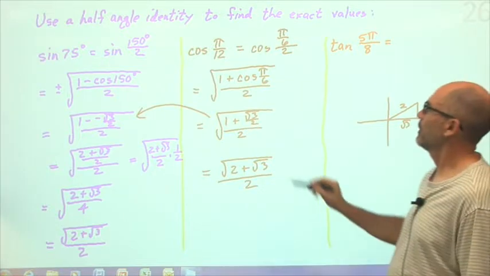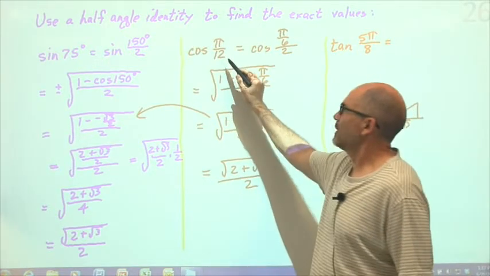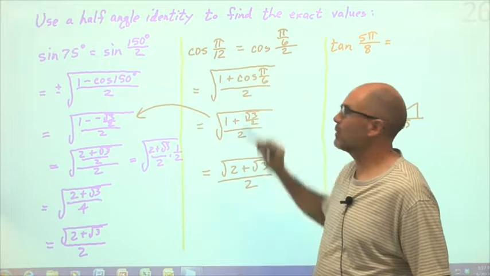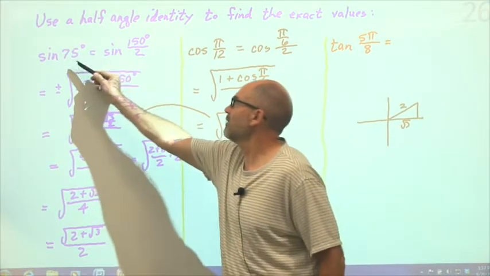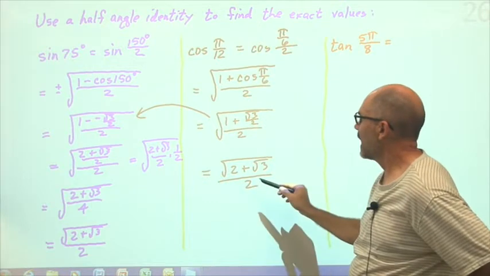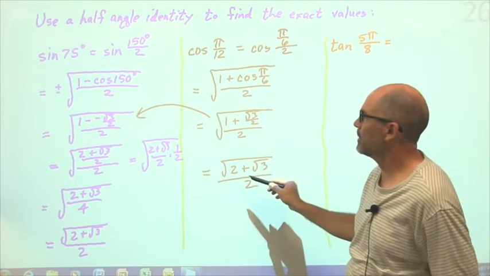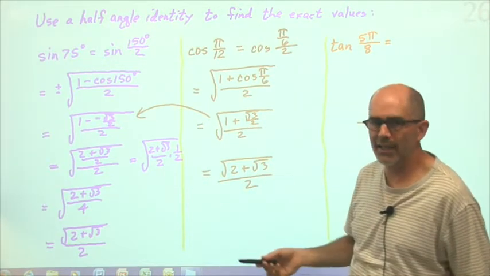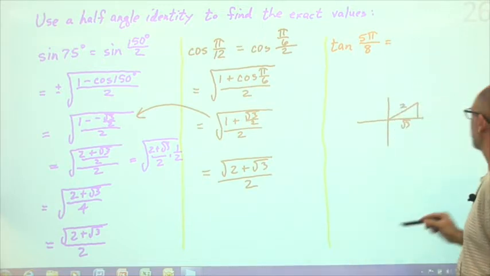Because notice, pi over 12 is actually 15 degrees. So what we just did was we went sine of 75 and then cosine of 15. And sine and cosine of complementary angles are equal. So that's happy.